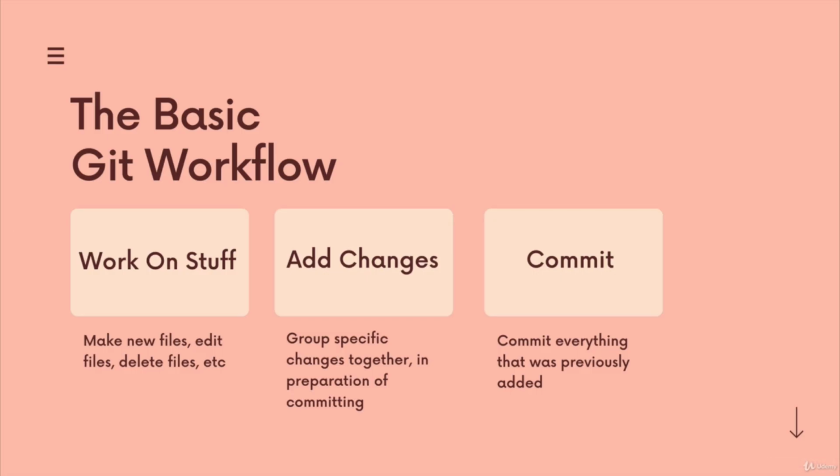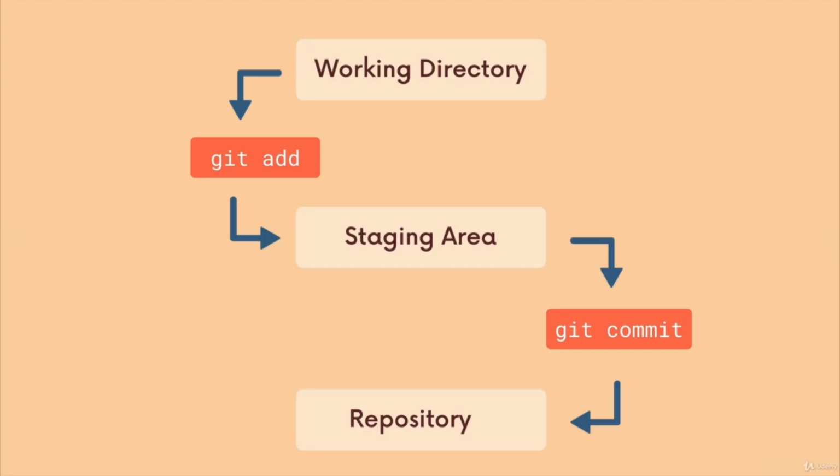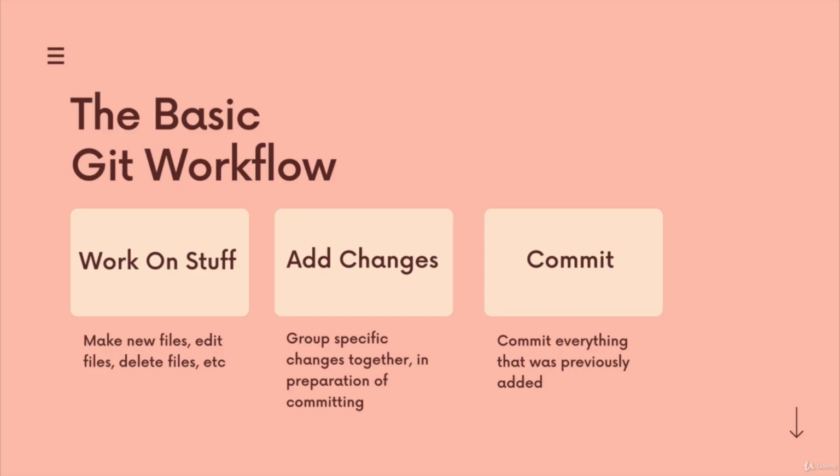So once we've done some work, we've actually made changes, we then call those changes out using the git add command to stage them for a commit, and then we can make a commit. And in this video, we're focusing on the first piece. And before we can do anything with Git, we need to make some changes. We need to do that first part, work on stuff.